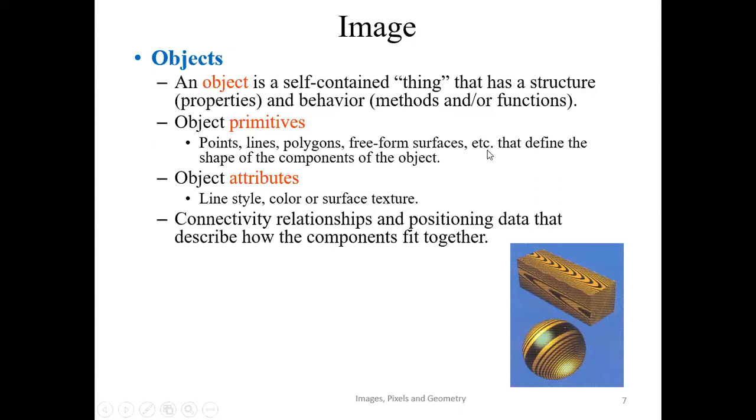So anything that you see that has its own shape and own properties, we can call it an object. And connectivity relationships and positioning data that describe how the components fit together. So basically we have a self-contained structure that has its own properties, number one, its own behaviors, and the connectivity relationship between those behaviors. So let me give you an example. Let's assume that in your graphical system you want to represent two objects. First object is a small tennis ball, another object is a box.